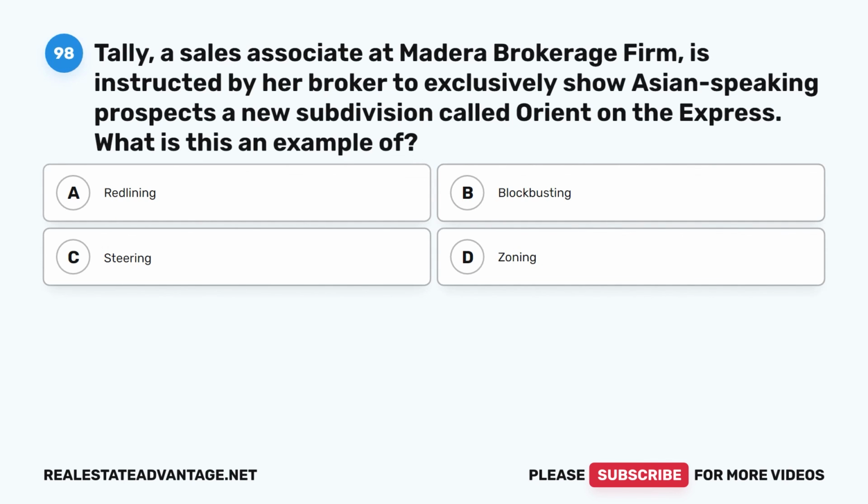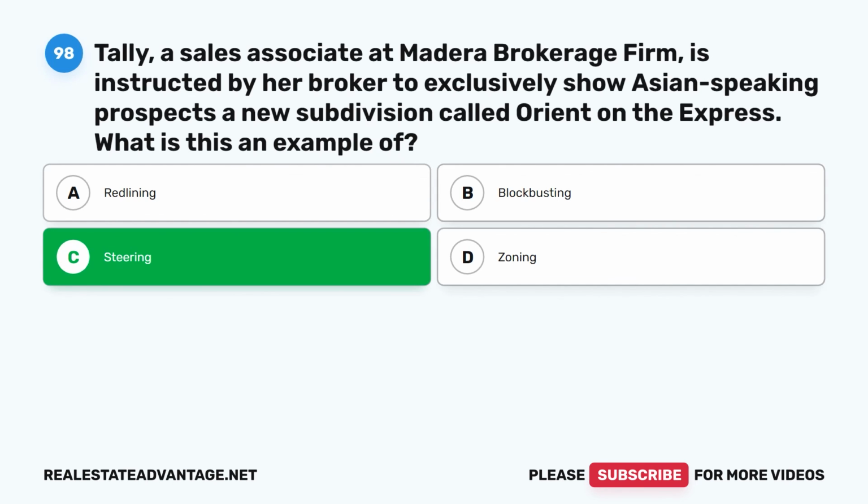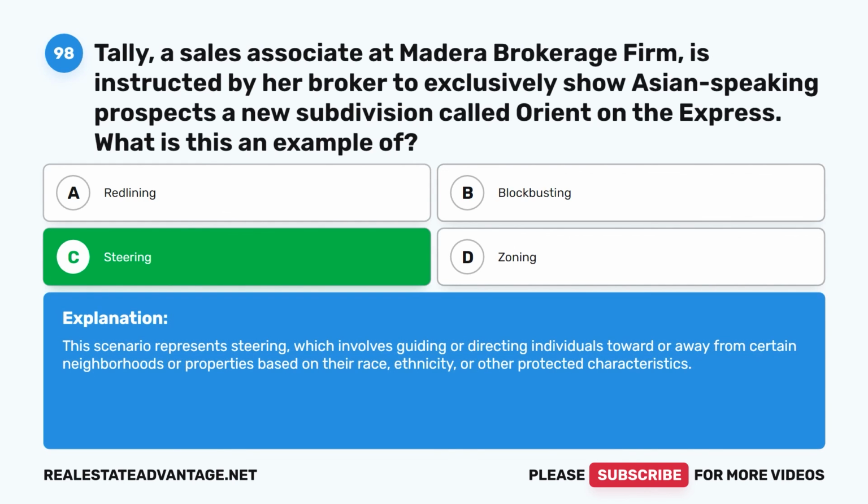Question 98. Tally, a sales associate at Madeira Brokerage firm, is instructed by her broker to exclusively show Asian-speaking prospects a new subdivision called Orient on the Express. What is this an example of? A. Redlining. B. Blockbusting. C. Steering. D. Zoning. The correct answer is C. Steering. This scenario represents steering, which involves guiding or directing individuals toward or away from certain neighborhoods or properties based on their race, ethnicity, or other protected characteristics.